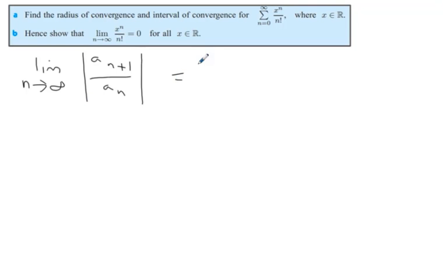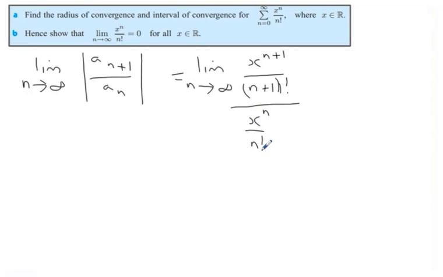So that is going to be the limit as n approaches infinity of the absolute value of x to the n plus 1 over n plus 1 factorial. That's the a_(n+1) term, over a_n, which is x to the n over n factorial. And remember, it's the absolute value of all of that.